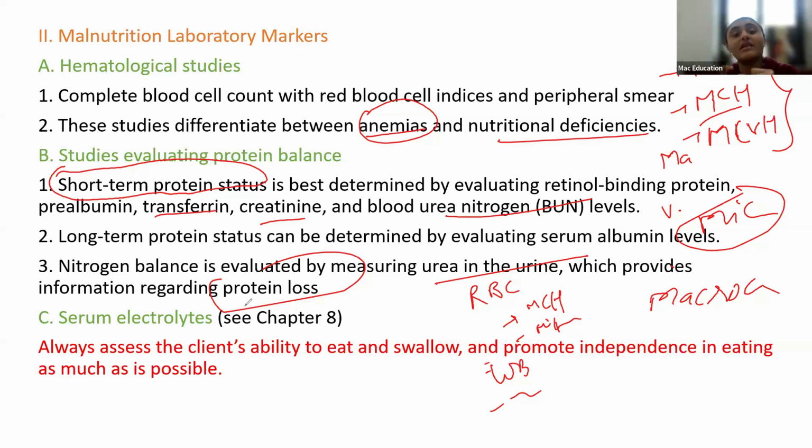So always assess the client's ability to eat and swallow and promote the independence in eating as much as is possible. You do not have to feed the client every time. If the client can feed by himself, you have to make the client independent. You have to promote the independence. Let the client do it for himself. Okay.